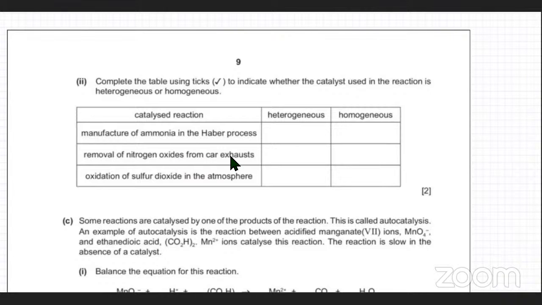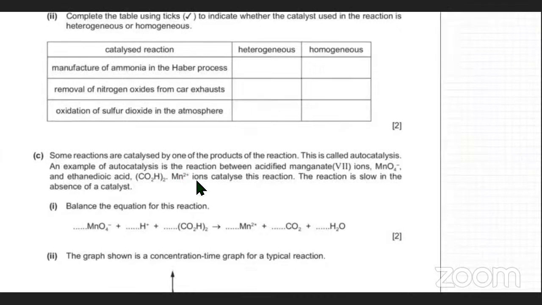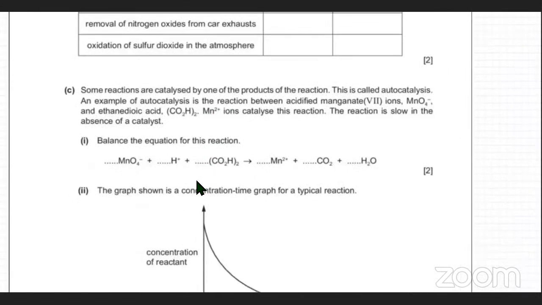Removal of nitrogen oxides from car exhaust. What is that, heterogeneous or homogeneous? Hetero. Okay, and what's the catalyst in this case? Palladium. Okay, that's a solid. You use a catalytic converter. Oxidation of sulfur dioxide in the atmosphere. Which one? Homogeneous. Right, homogeneous. Which one is the catalyst in this case? Nitrogen oxide, right? NO2. All right, nice.